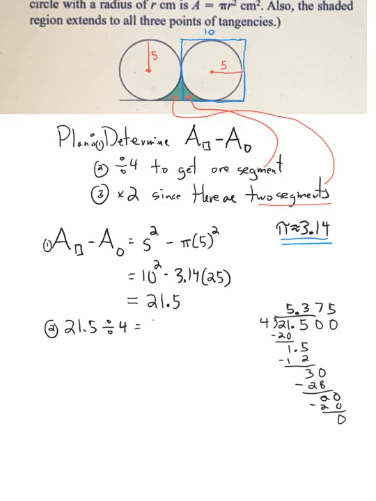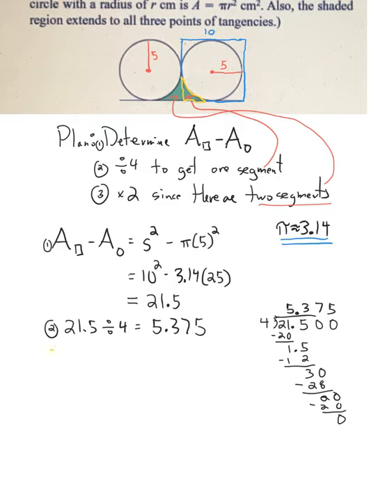So we have 5.375. So I know the area of this area here is 5.375. The area of what's left over when you subtracted the area of the circle from the area of the square is 21.5 centimeters squared. So the area of one of those bits is that area divided by 4, which is what we just did.